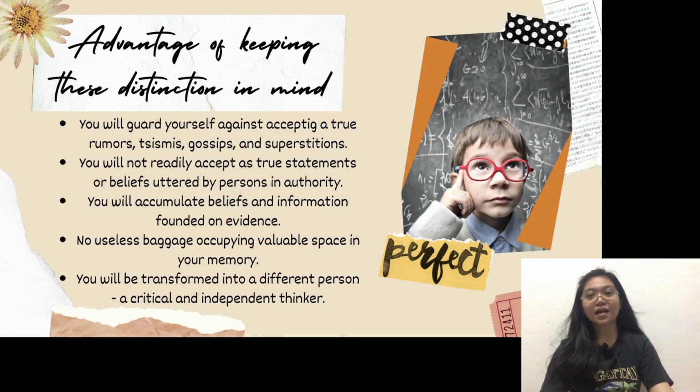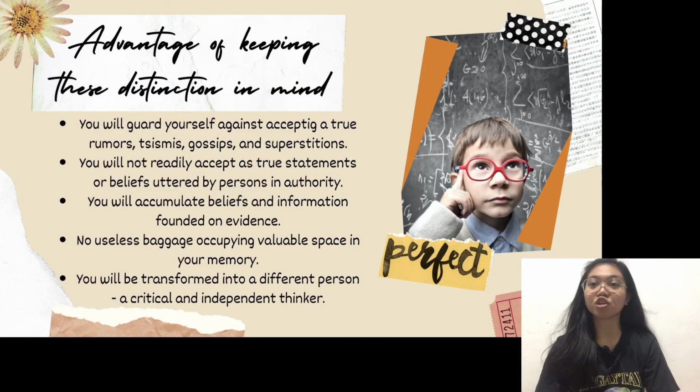What are the practical advantages of keeping these distinctions in mind? Number 1. You will guard yourself against accepting untrue rumors, chismis, gossip, and superstitions. So you will prevent yourself from falling for fake news. Number 2. You will not readily accept untrue statements or beliefs uttered by persons in authority. Just because these people hold a position and say so, their information does not necessarily mean that it is true. There are lots of fallacies, and remember that one of them is appeal to authority.